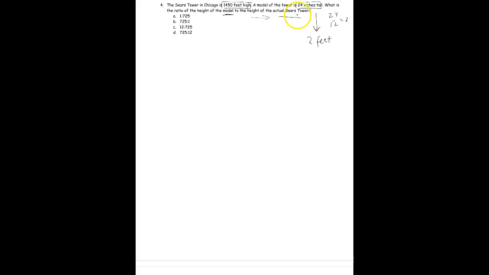to the Sears Tower. So we want the model first, so we have 2 to 1450. But we can think of that almost as a fraction here, and it can be reduced further because there's a common factor of 2, so 1 over 725. So this ratio simplifies to 1 to 725, which is really the same, even though it's written like this as a ratio with the colon here. The idea is that it's working like a ratio, like a fraction, so you can reduce out common factors. So the answer is 1 to 725, or A.